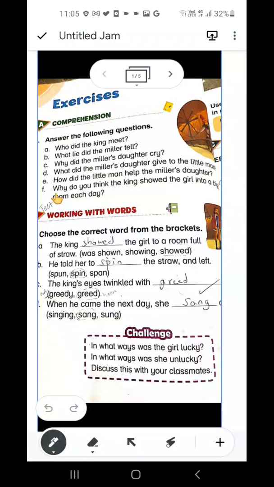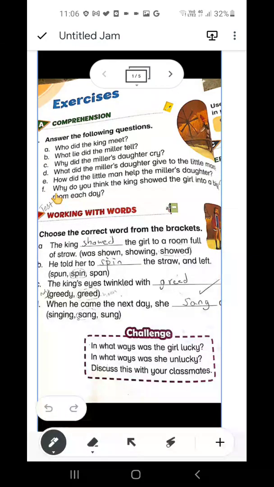As you know, yesterday we completed our lesson number 7, Rumpelstiltskin, and its question answers as well. Today we are going to do the book exercises of this lesson. Please open page number 58.